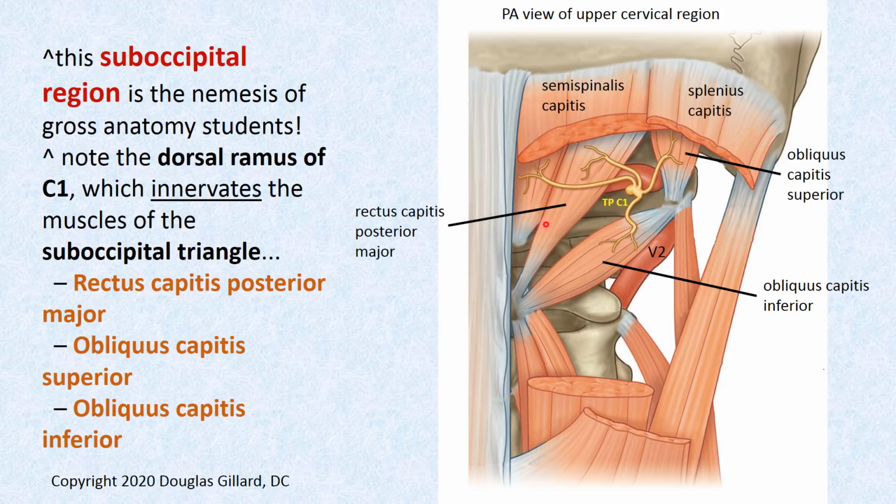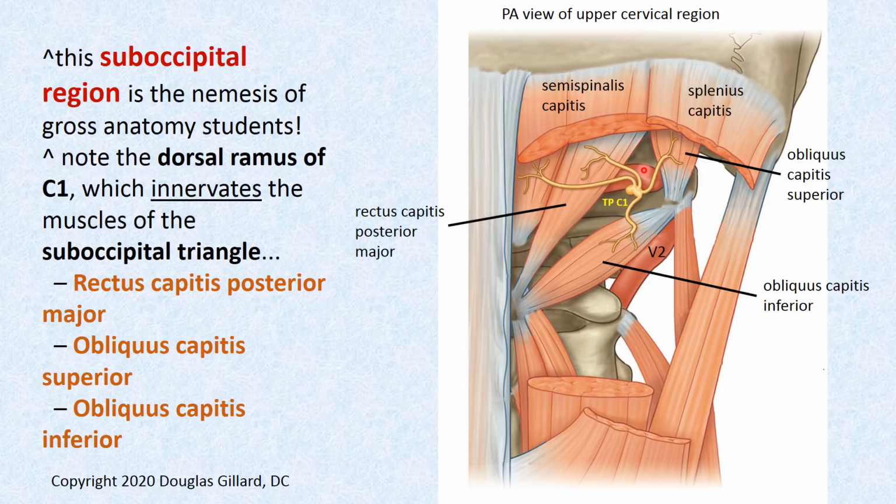So for you primary healthcare provider students, rectus capitis posterior major is part of the more medial part of the triangle. We have obliquus capitis inferior, obliquus capitis superior here. That is the so-called suboccipital triangle. Who cares about the triangle? Well, there's something inside the triangle.